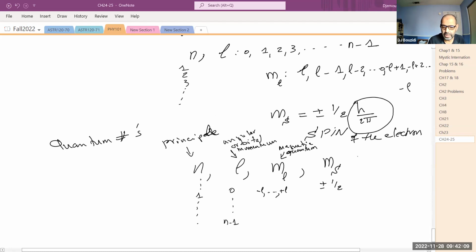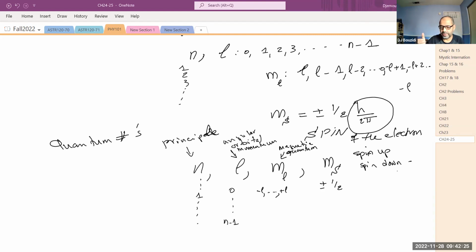And now the electron can have either a spin up or spin down. That's the only two possibilities. Either the electron is a right-handed electron, meaning it's spinning in such a way that its angular momentum is pointing away according to the right hand or according to the left hand. So either you have a right-handed electron or a left-handed electron, no more.